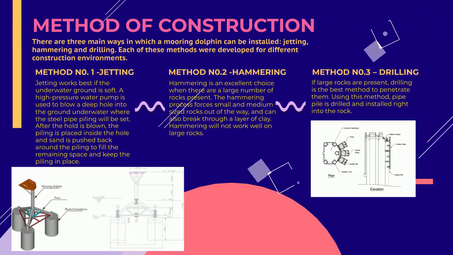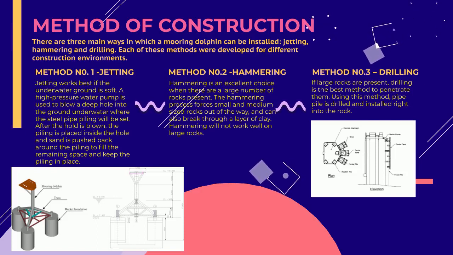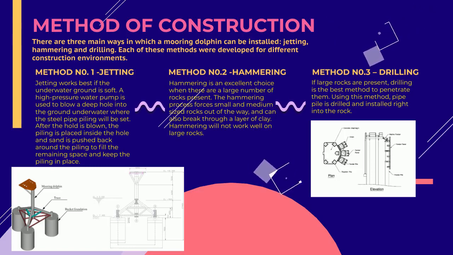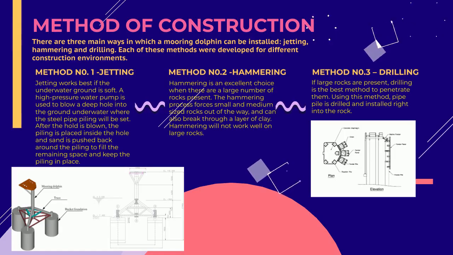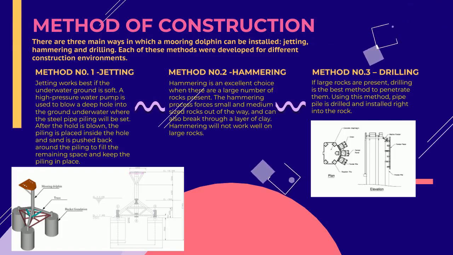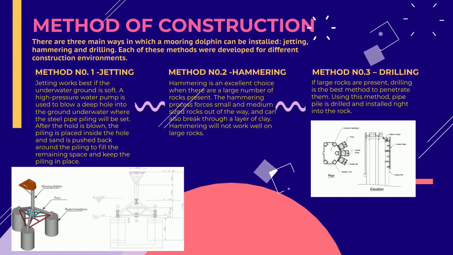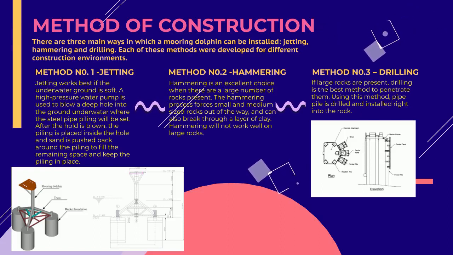The second method is hammering. Hammering is an excellent choice when there are a large number of rocks present. The hammering process forces small and medium-sized rocks out of the way and can also break through a layer of clay. Hammering will not work well on large rocks. And the last method is drilling. If large rocks are present, drilling is the best method to penetrate them. Using this method, the pipe pile is drilled and installed right into the rock.